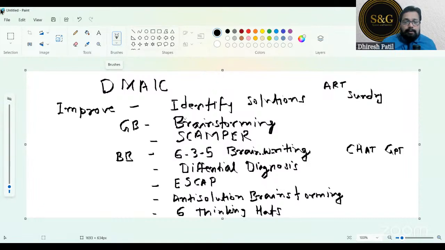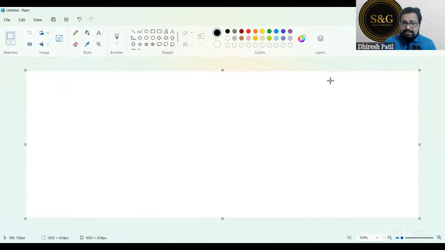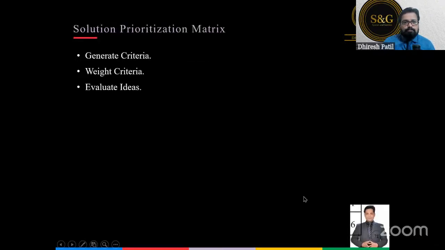So, coming to these 4 prioritization techniques, one by one. Let me share my screen, my PowerPoint presentation. Some of the techniques I will cover with the PPT. The first one is called the solution prioritization matrix. This matrix is used with the help of some weightage criteria. What is weightage criteria? We're going to understand this.